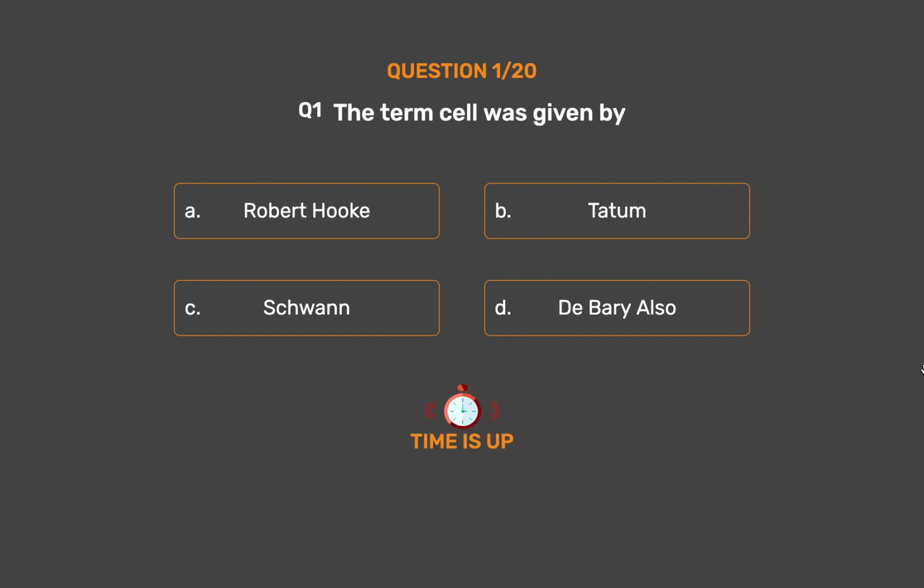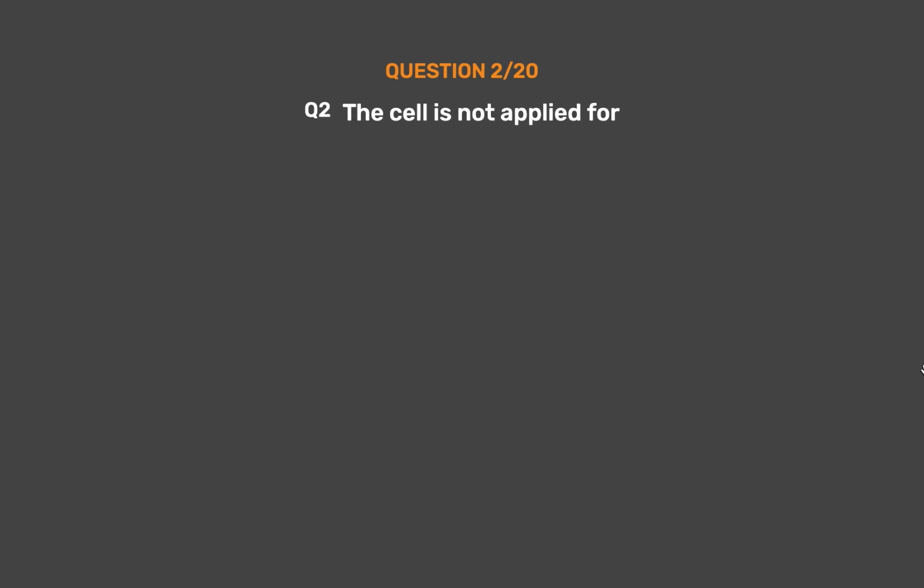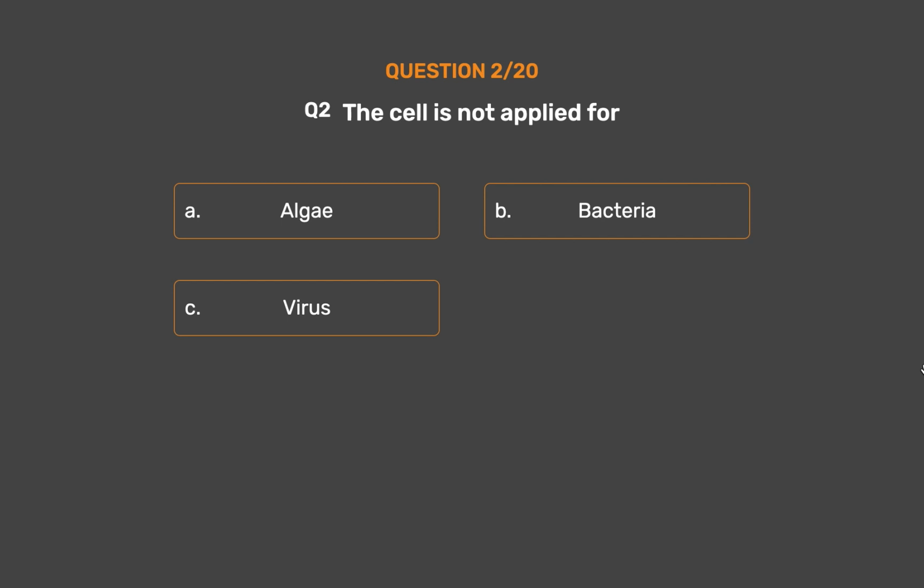The correct answer is Option A. Robert Hooke. Robert Hooke was the first biologist who discovered cells. Question number 2. The cell is not applied for Option A. Algae. Option B. Bacteria. Option C. Virus. Option D. Fungi.